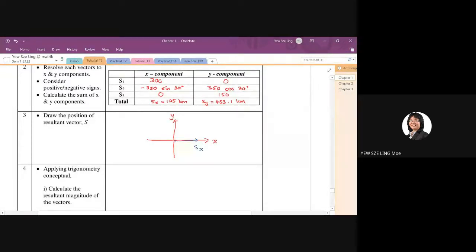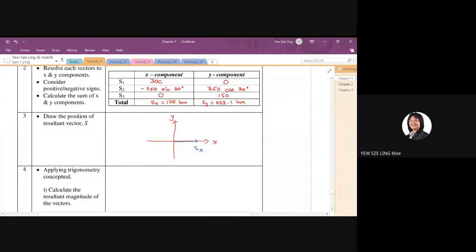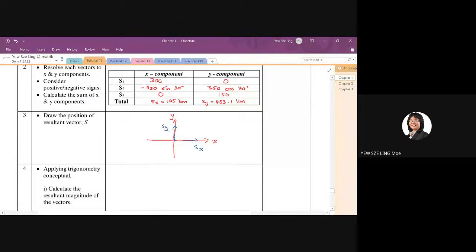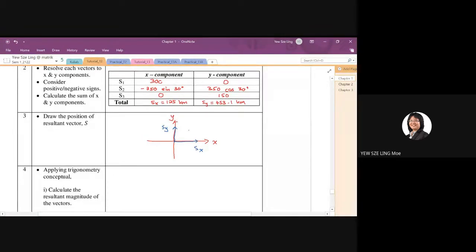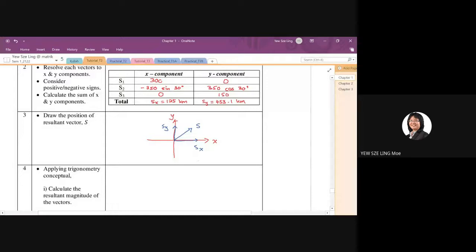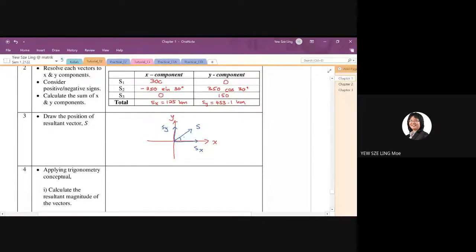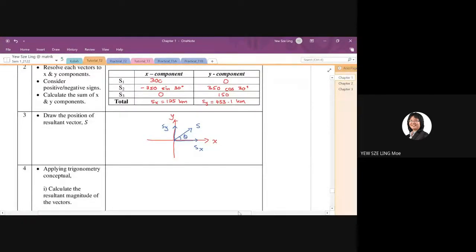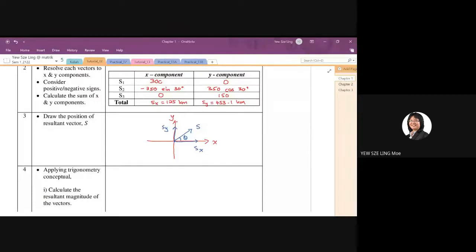Sy is also a positive value. And then when I join these two vectors together, when I combine them together, it will give me a resultant vector in the first quadrant. I'm going to call it S without subscript. And again, the angle is beside the x component. So that is the diagram for your resultant vector.